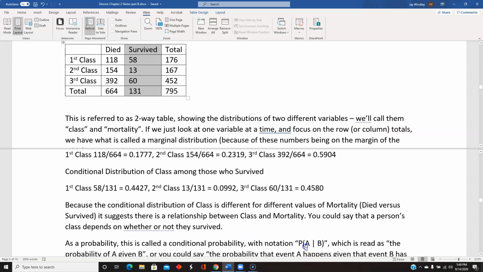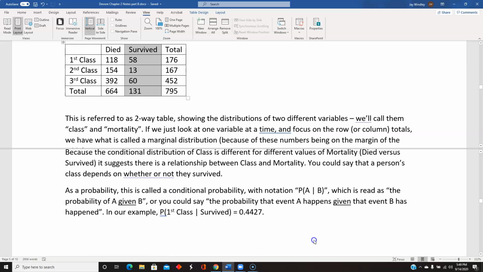As a probability, this is also called a conditional probability. And the common notation is the probability of, and then in parentheses, A vertical bar B. And the vertical bar is usually taken to represent the word given. So the probability of A given B, or the probability that event A happens given that event B has happened, or sometimes old school is to say the probability that A happens conditioned on event B happening. So for example, in our example, the probability of first class given that someone survived.